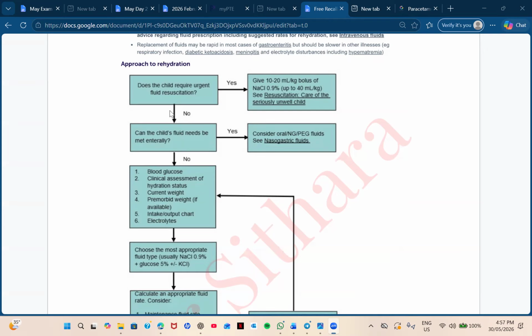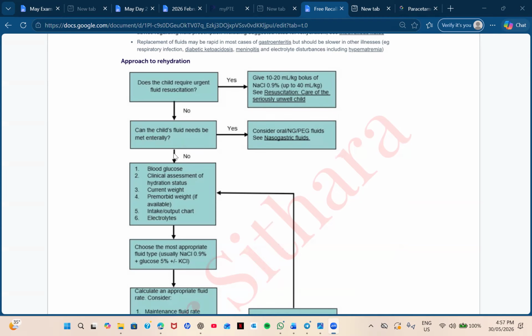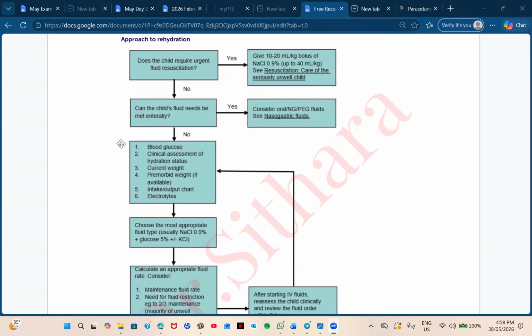If there is no need for urgent resuscitation, then you have to understand whether this child's fluid needs can be met enterally or not. If yes, you can give oral or NG fluid. If not, then you have to check blood glucose, clinical assessment of hydration status, current weight, pre-morbid weight, intake and output chart, and electrolytes. Everything you have to check.